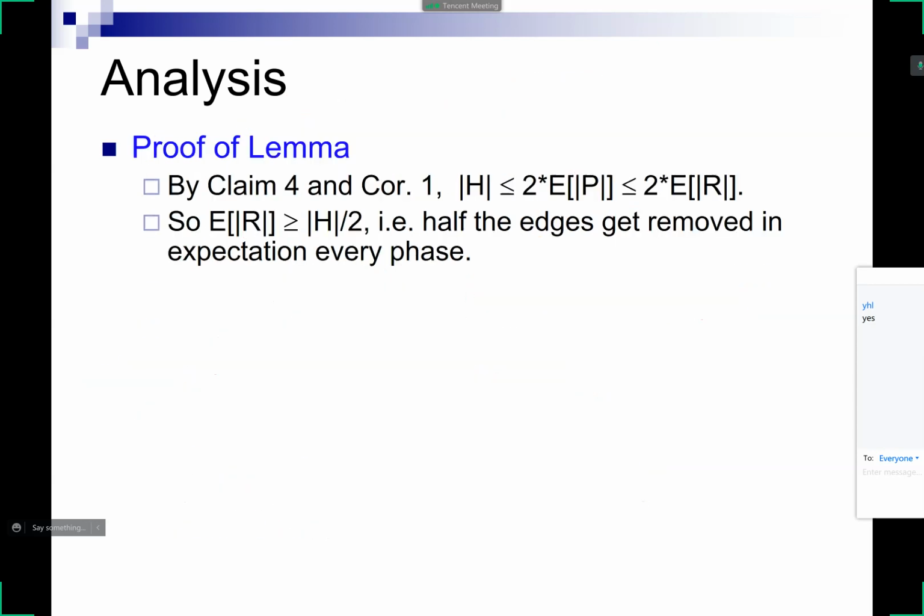And so that means that when you combine these 2 things, you get that the number of edges is going to be less than or equal to 2 times the expected number of preemptively removed edges. Okay, and then this is going to be less than or equal to 2 times the expected number of removed edges, because P is a subset of R. And so this means that in expectation, in each phase, the expected number of edges that you remove is going to be at least half of the total number of edges.